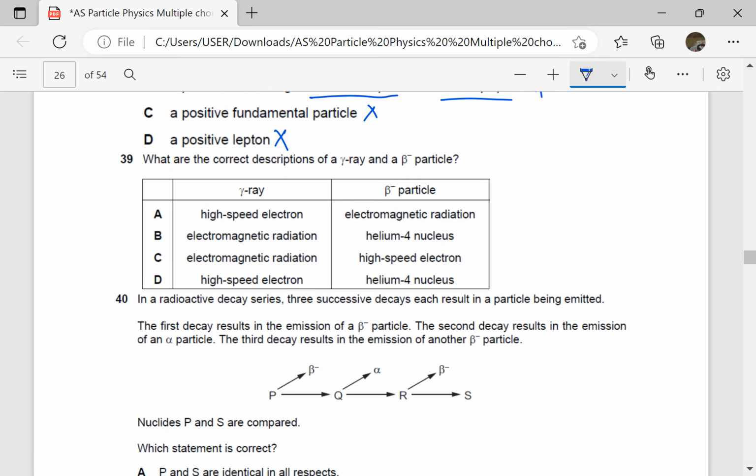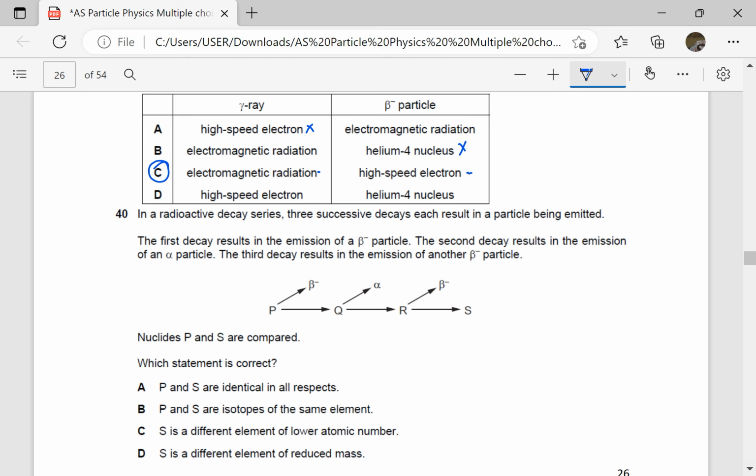What are the correct descriptions of a gamma ray and a beta minus particle? We know gamma is electromagnetic, and beta is fast moving electrons. So high speed electron, that is not true for gamma. Electromagnetic radiation, that is true, but beta minus is not a helium nucleus. A helium-4 nucleus, that is alpha. Gamma ray is electromagnetic, that is true. High speed electron, that is true. So our answer is going to be C. Gamma ray is electromagnetic and beta particles are high speed electrons.